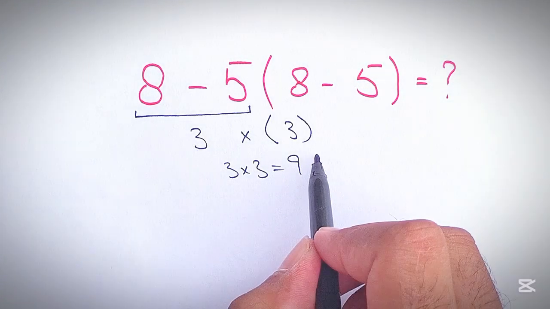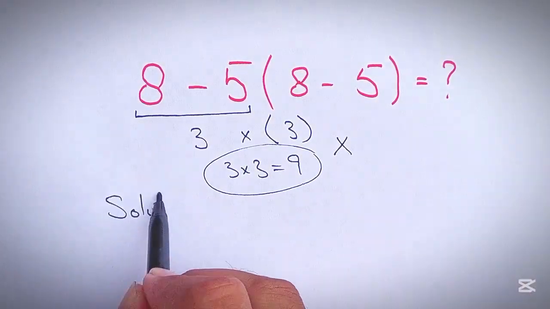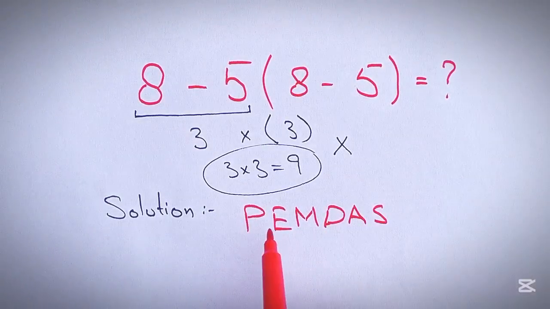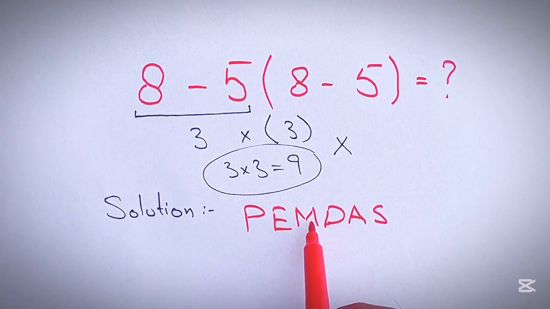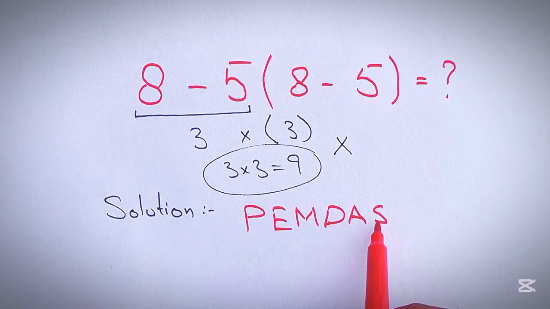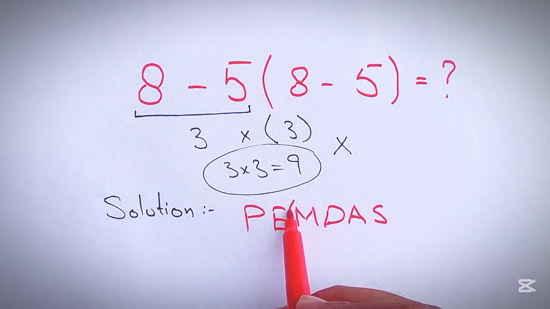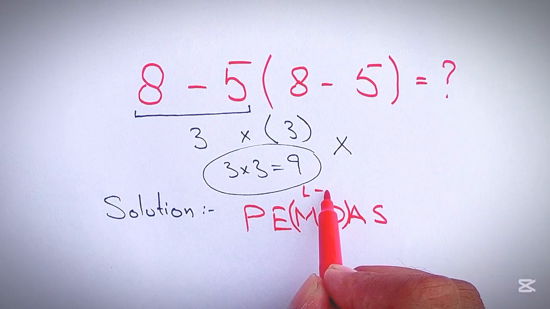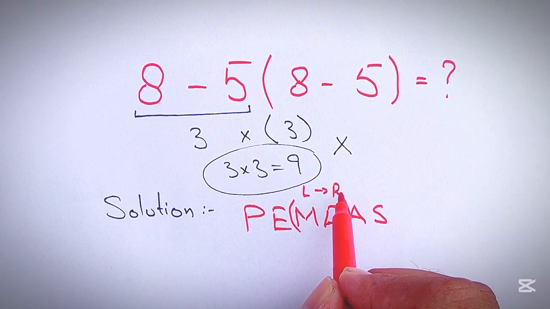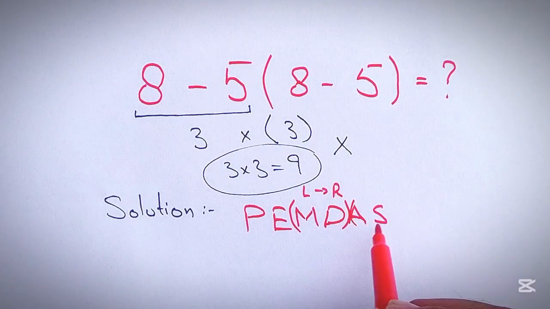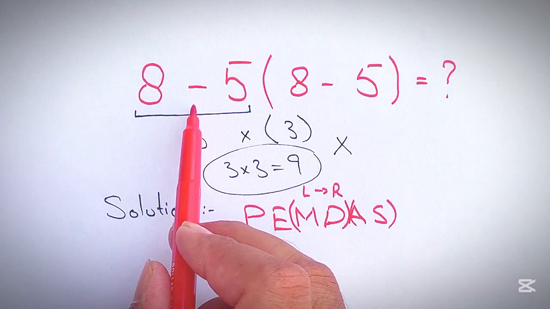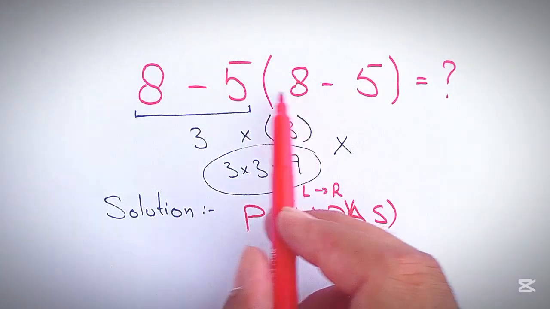But this answer is not correct because according to the order of operations, which is PEMDAS, P stands for parentheses, E stands for exponents, M and D stand for multiplication and division, A and S stand for addition and subtraction. As we know, multiplication and division have equal priority and we have to work from left to right. And the same applies to addition and subtraction. First, we have to do parentheses, then exponents, then multiplication and division, and finally addition and subtraction.